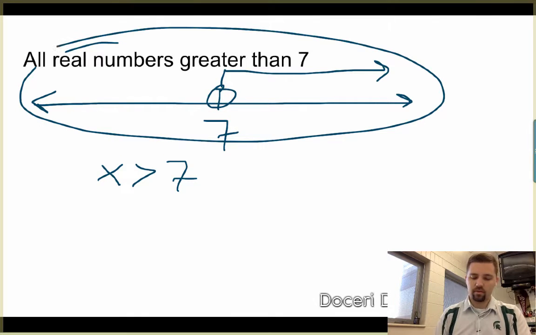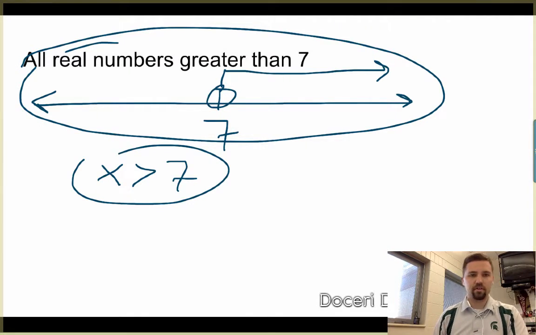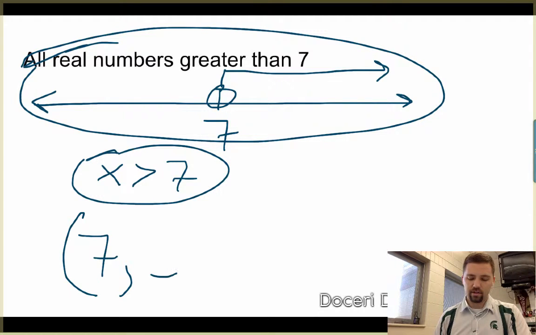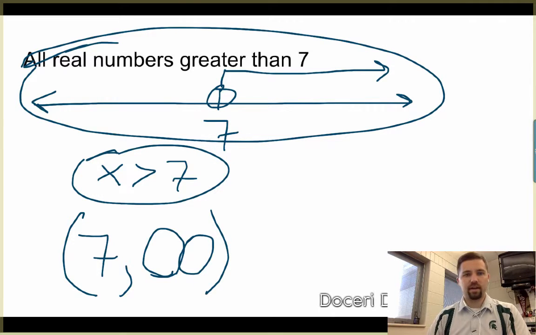Okay, and the third method is interval notation, and in interval notation, we would write it like this. We'd say 7, comma, infinity, with parentheses on each side. So the parenthesis, remember, in interval notation means that you're not including 7. Okay? Let's do the next example here.